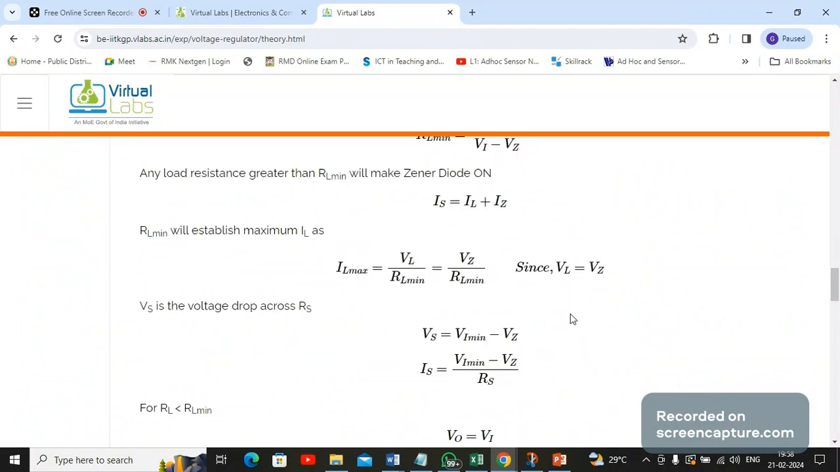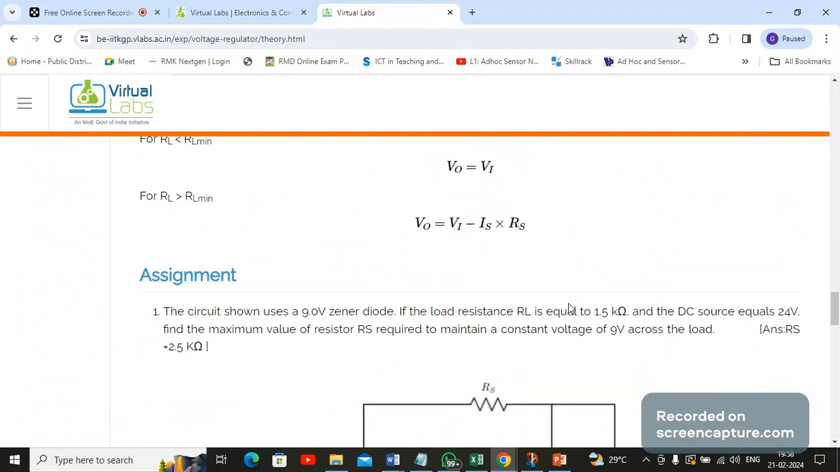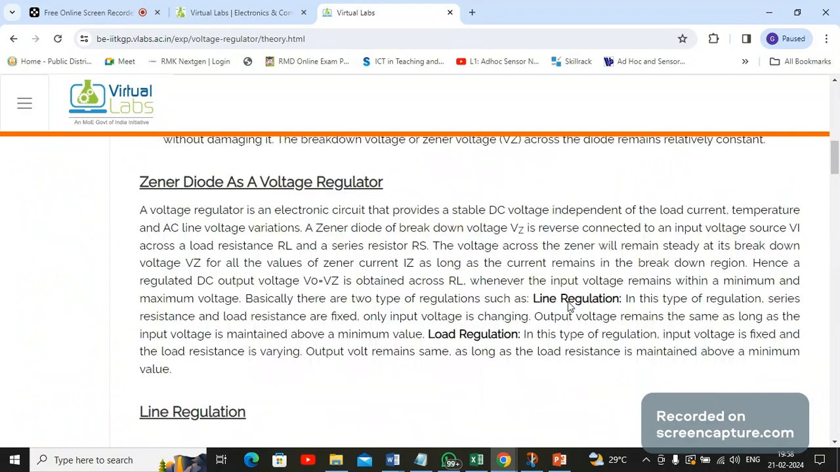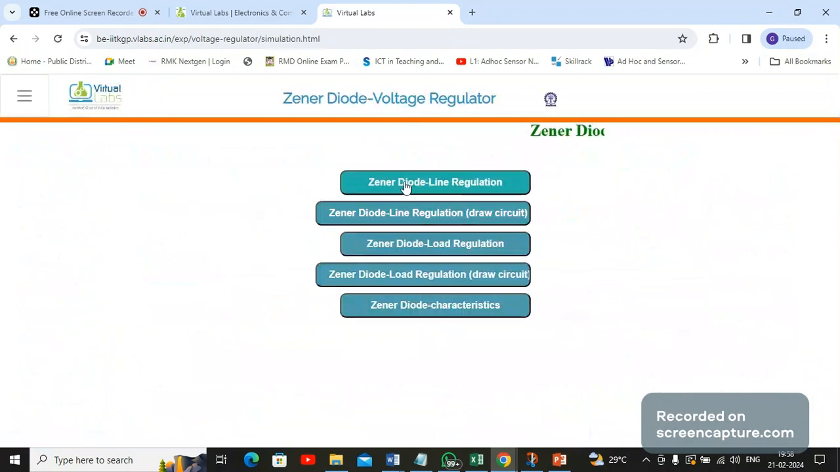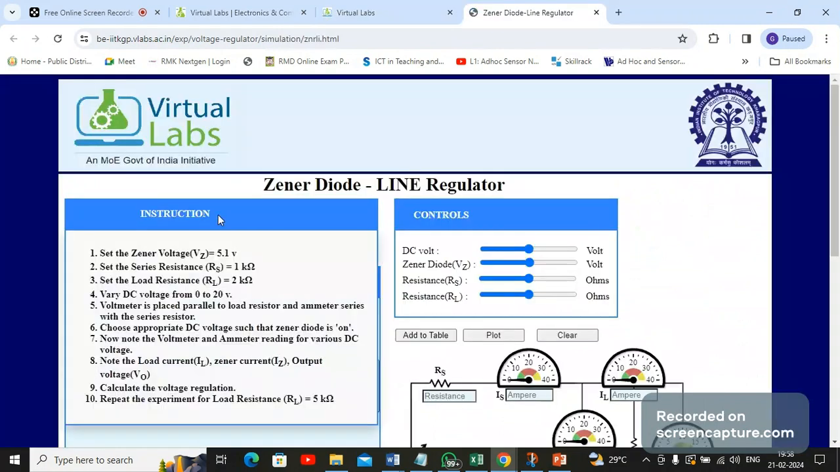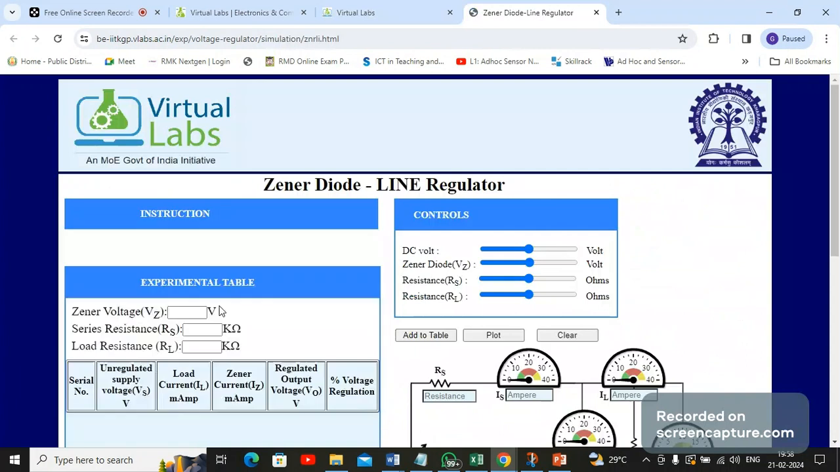Okay, so the analytical part is being given, and you also have some assignment-oriented questions over here. So without delay, let me get into the simulation part. First, I'm getting into this Zener diode line regulator. Here you have a set of instructions.